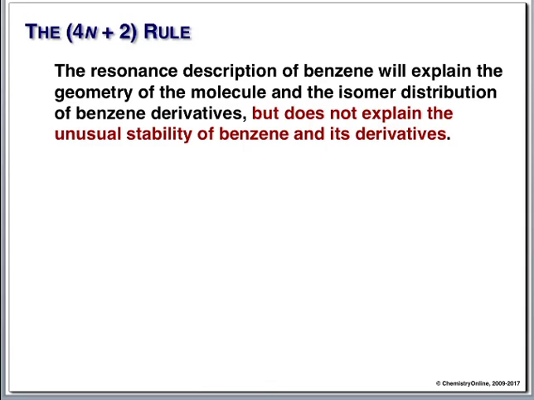Well, we talked about what benzene is. It looks like cyclohexatriene. But what we've said so far does not explain the unusual stability. The unusual stability is something that we will call aromaticity. It has nothing to do with how it smells.